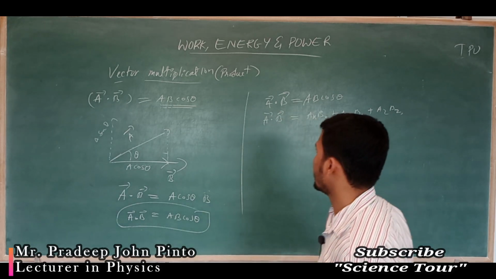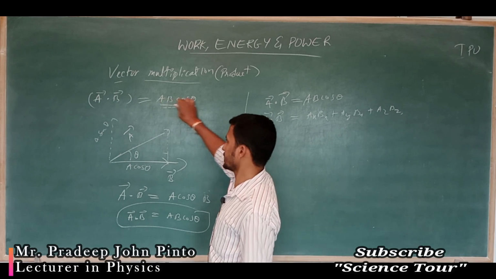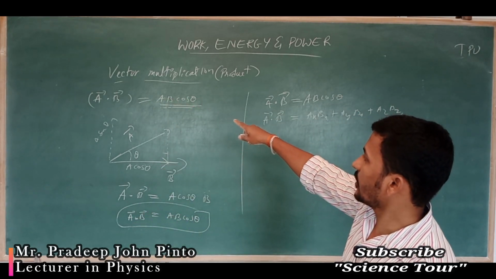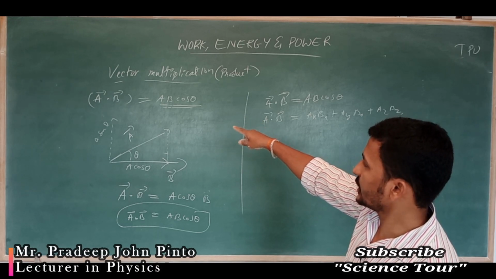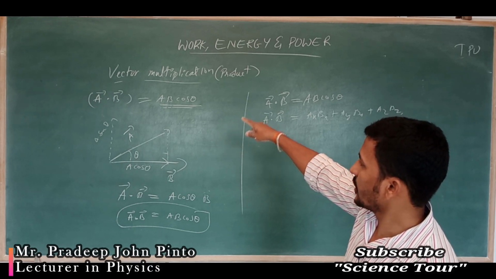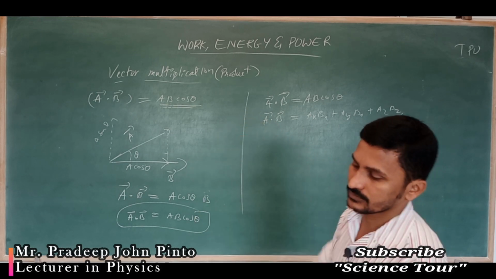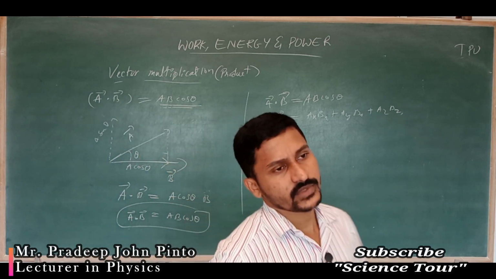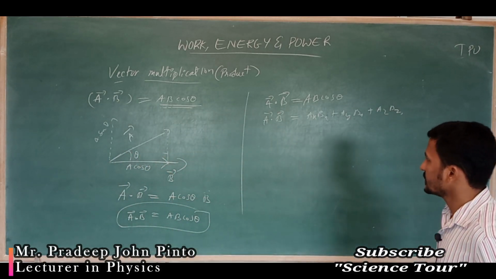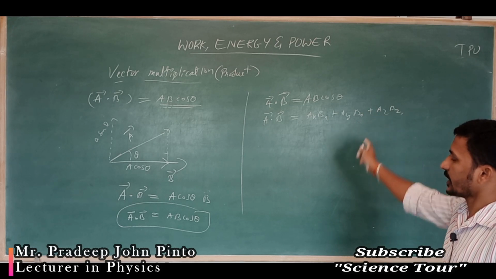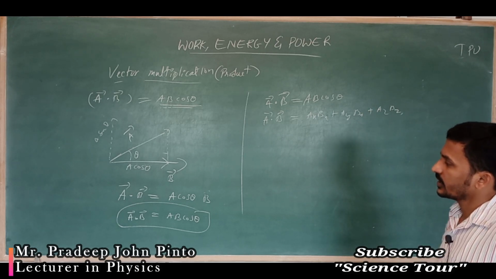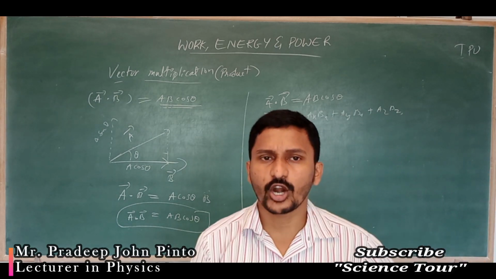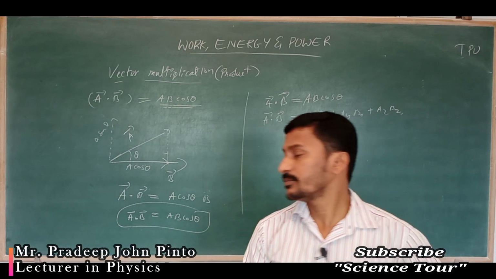Or you have to write it in this way if it is asked in the exam: what do you mean by dot product? Dot product is nothing but the product of magnitude of two vectors and the cosine of the angle between them. That is what you have to write down. And this is A dot B and AB cos theta. This is the formula, you should know this. Okay, this is a little bit about the dot product.